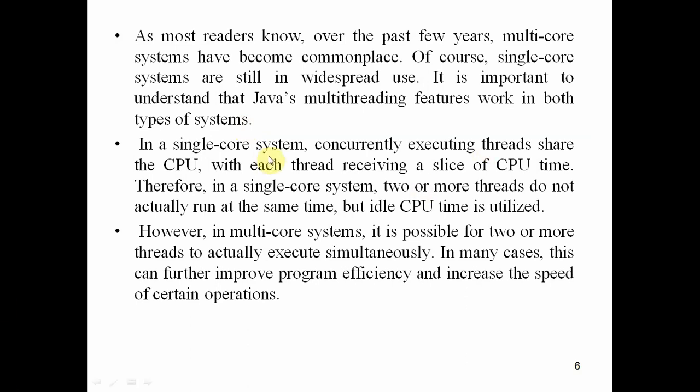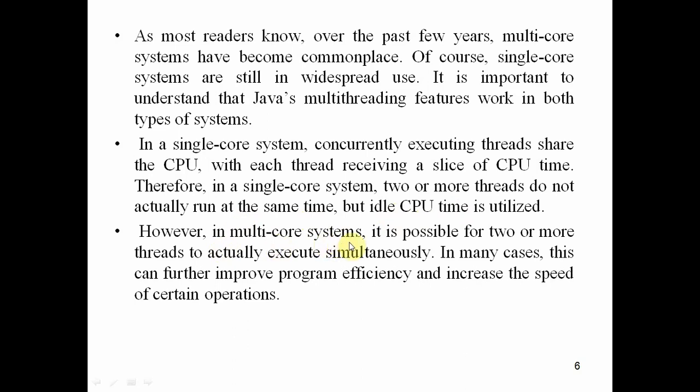In a single-core system, concurrently executing threads share the CPU, with each thread receiving a slice of CPU time. Therefore, in a single-core system, two or more threads do not actually run at the same time, but that kind of execution reduces the CPU idle time. That means the CPU is used effectively.